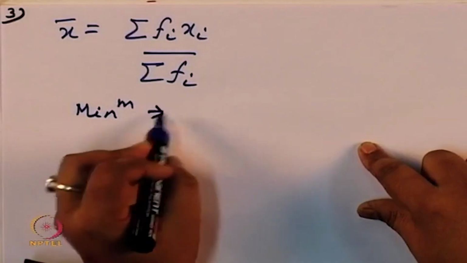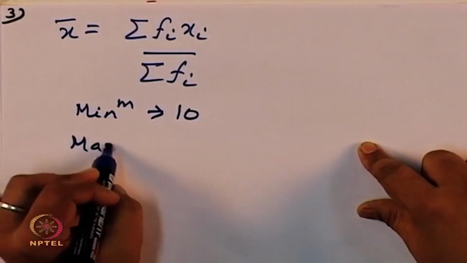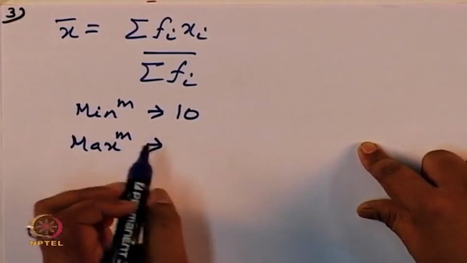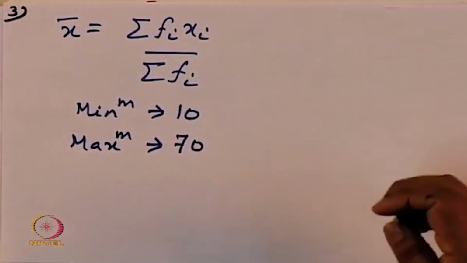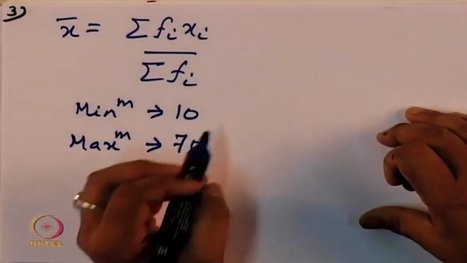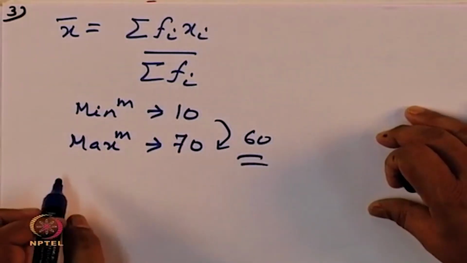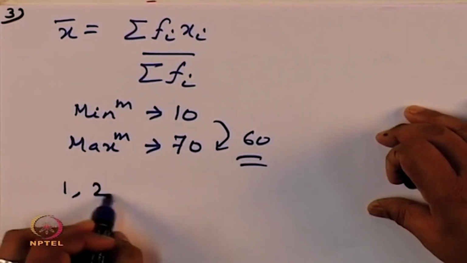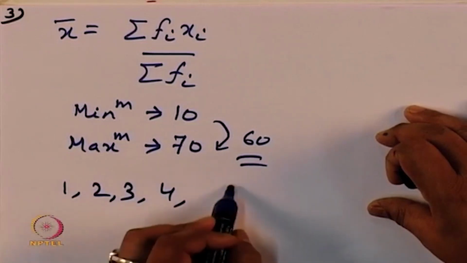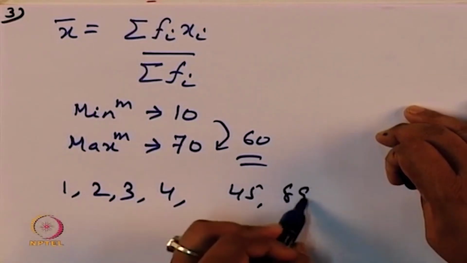So, your minimum value is 10, your maximum value is around 70. Okay, fine. You have a range. So, you can see that the jump is roughly by 60. Imagine I have data which is 1, 2, 3, 4, and then 45, 89, so on and so forth.